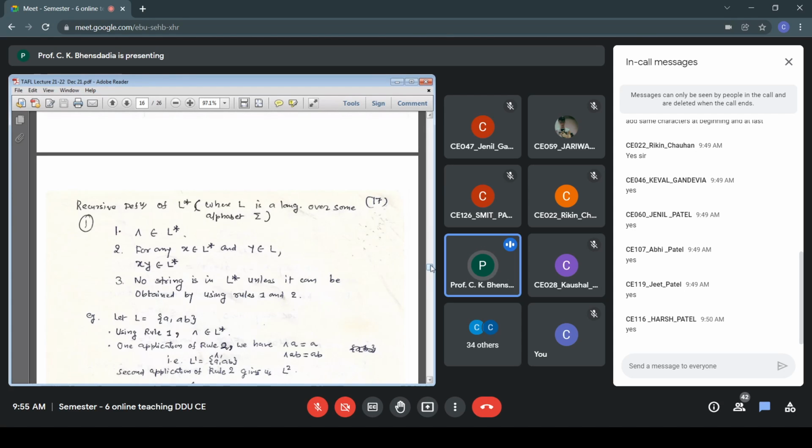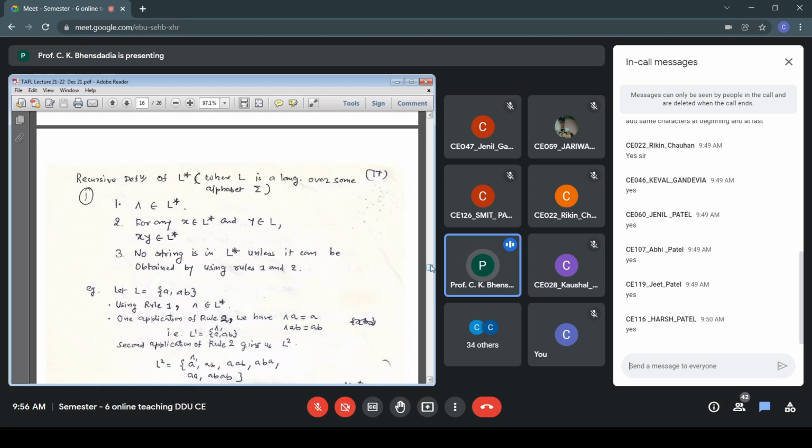For our convenience, we call that L star 1, or L1. Let that be L star 1. The 1 is only for our reference, otherwise it is not there, which means one application of rule 2. The recursive definition is rule 2, and the elements of L star after one application are null, A, AB. Similarly, we go with the second application of rule 2.